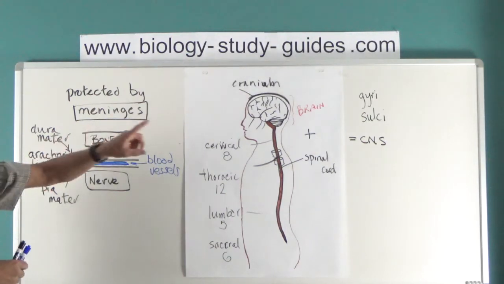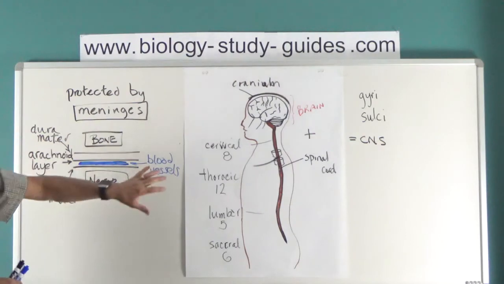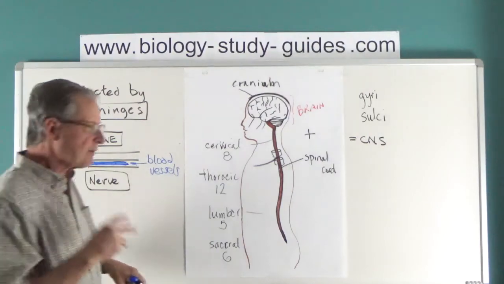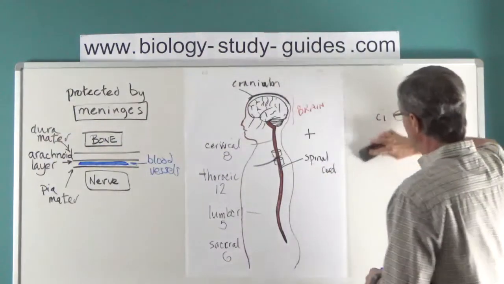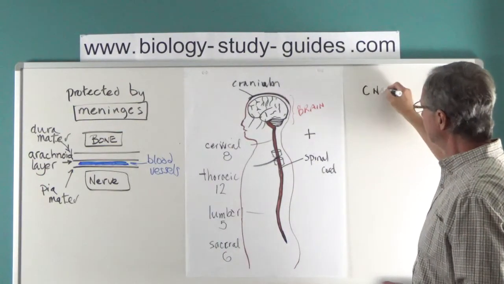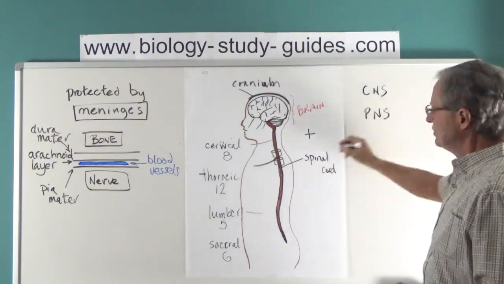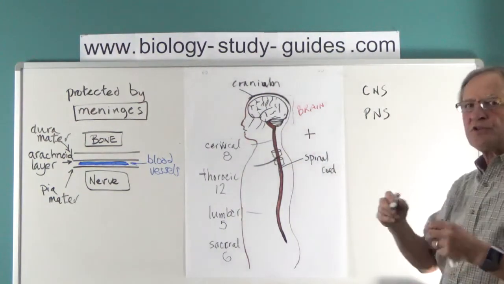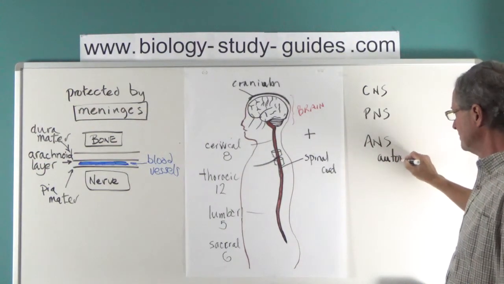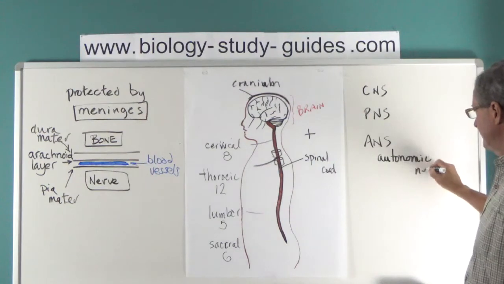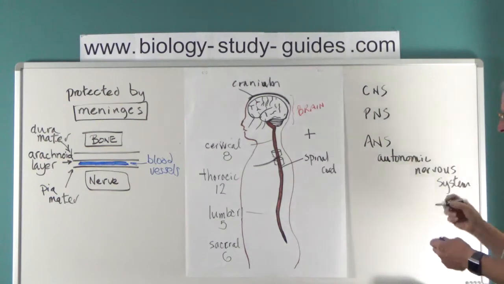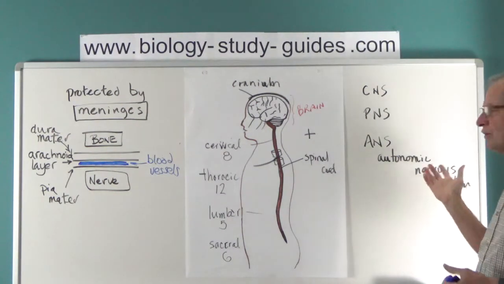Now, we've mentioned the central nervous system, and we mentioned the peripheral nervous system, which is made up of those things. We have to just mention two other things which we call systems. We've got the CNS, which is the brain and spinal cord. We've got the PNS, which is made up of all these kinds of nerves. But within the PNS, we have an ANS, which is an autonomic nervous system.